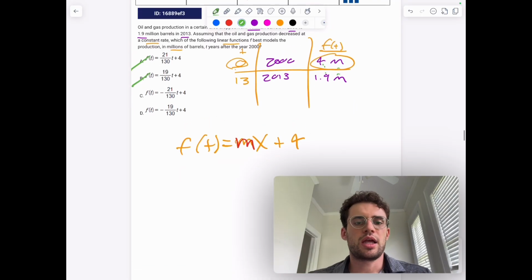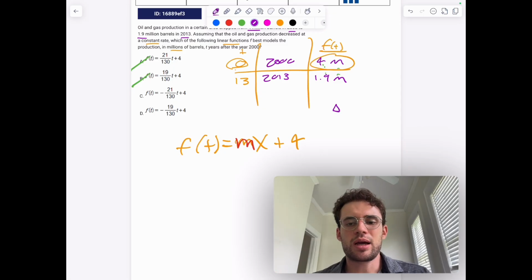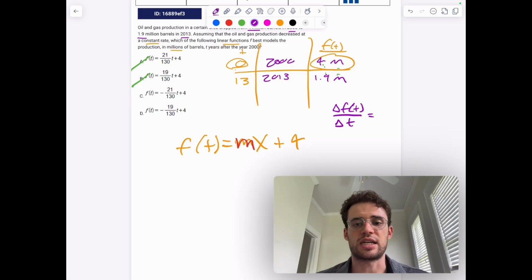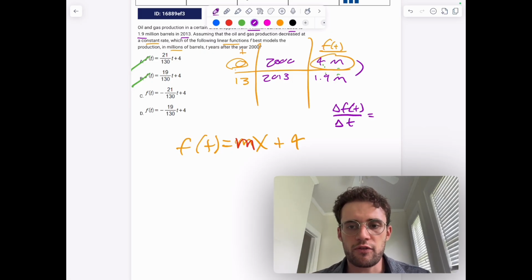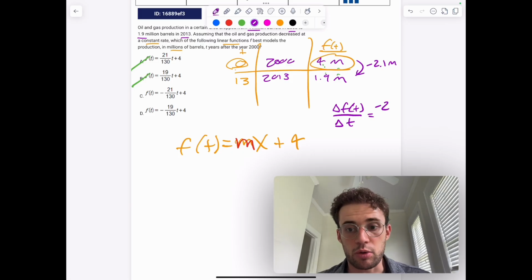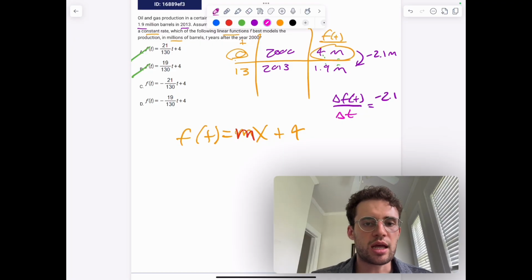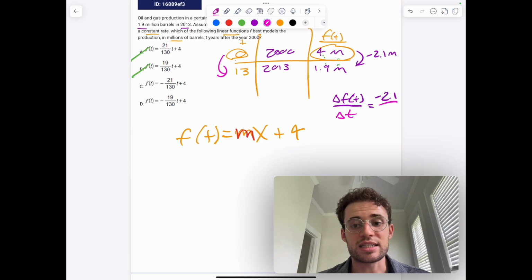But what we can do is figure out our change in f of t, change in output, over change in t. You could also think of that as change in y over change in x, but leave it as this because they gave it to us in t's and f of t's. It went from 4 million down to 1.9 million for the change in f of t, which would be going down by 2.1 million. So I'll just leave it as minus 2.1. And then for the change in t, the change in the inputs went from 0 to 13. So 13 years passed when that dropped down by 2.1. So that would be plus 13.